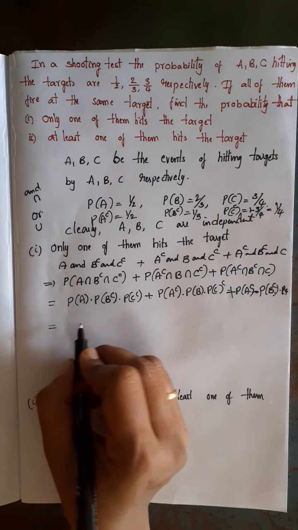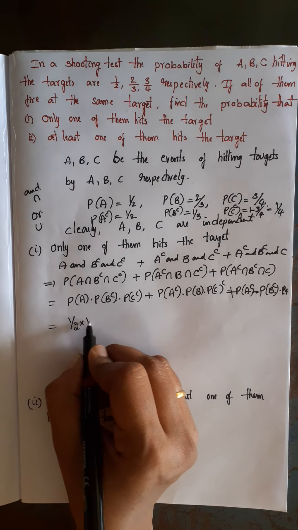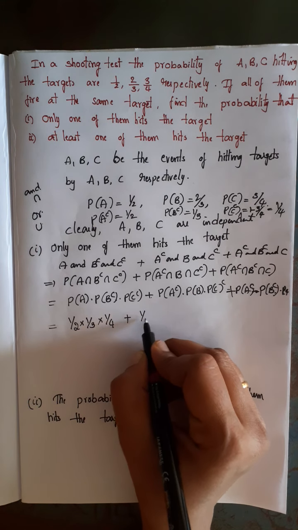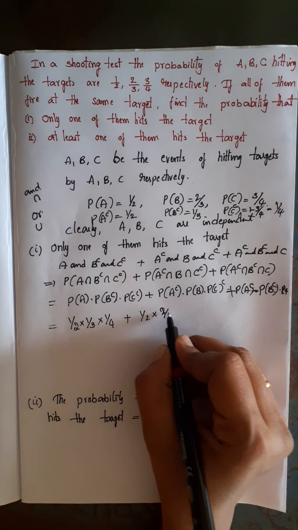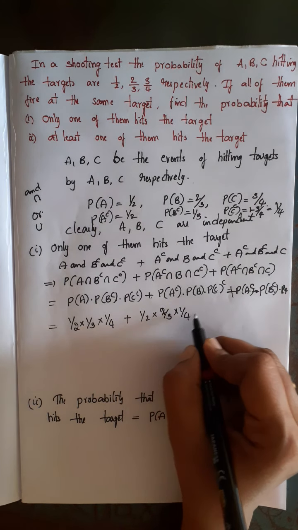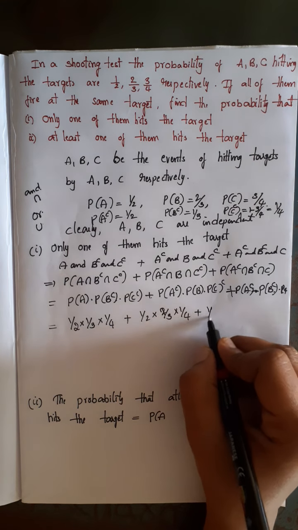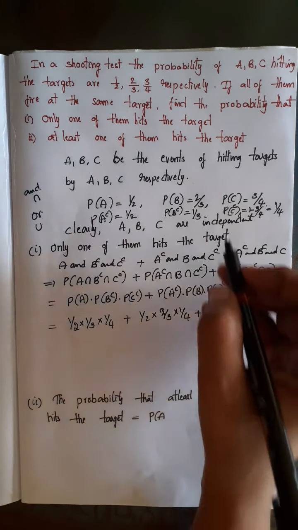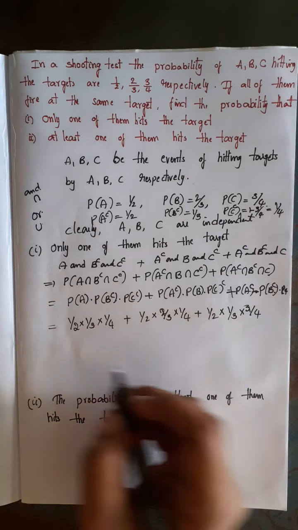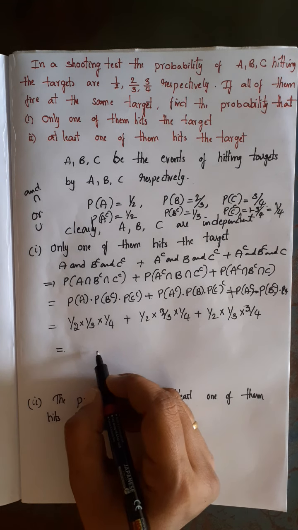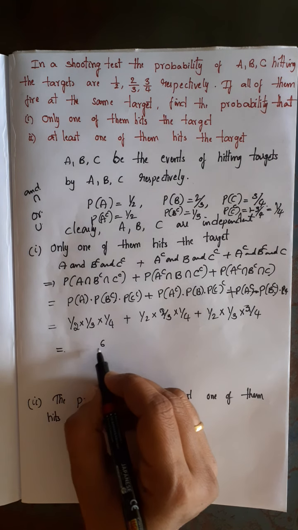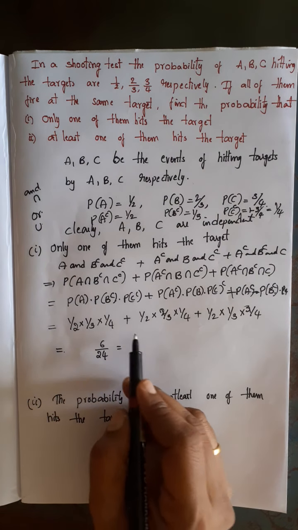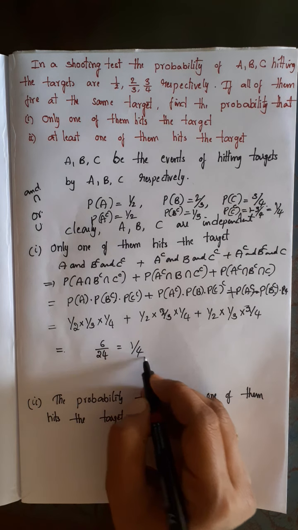So you substitute the values here: 1 by 2 into 1 by 3 into 1 by 4, plus 1 by 2 into 2 by 3 into 1 by 4, plus P of A complement is 1 by 2 into 1 by 3 into P of C is 3 by 4. On simplifying it, you will get the answer 3 plus 2 plus 1, 6 by 24. This is 1 by 4.